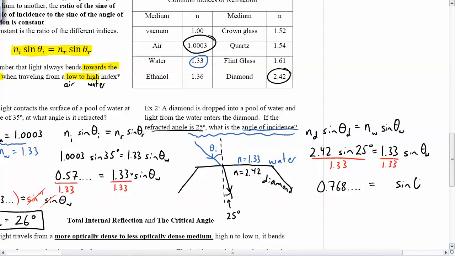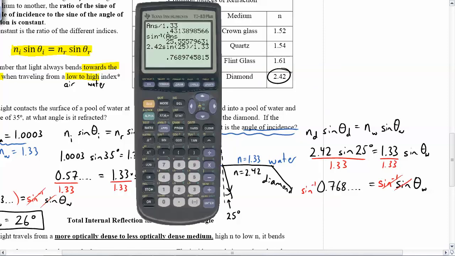And now I want to solve for theta. I can't divide both sides by sine, that doesn't make sense. I have to get the sine onto the other side of the equation by using the opposite of sine, which is sine inverse. Those cancel. And I'm left with sine inverse of 0.768, which is 50 degrees.